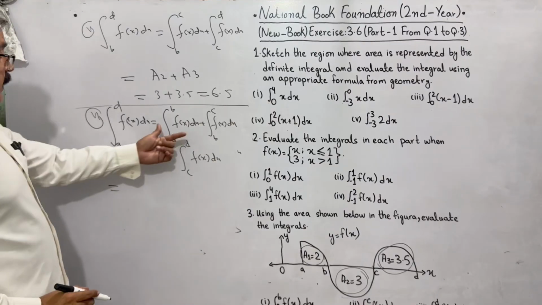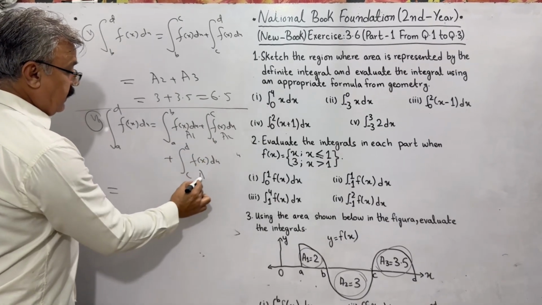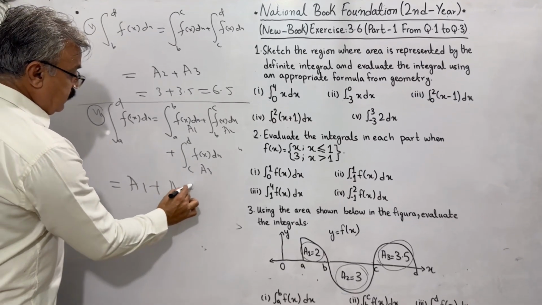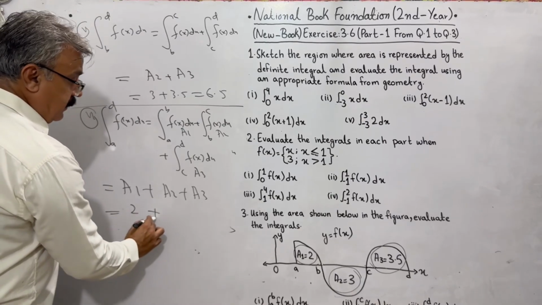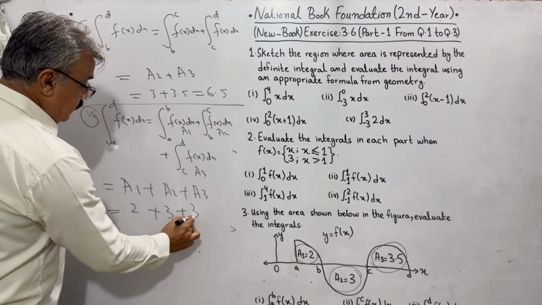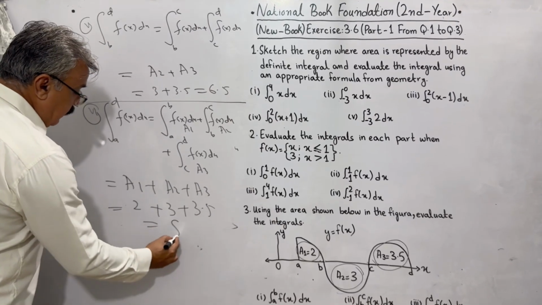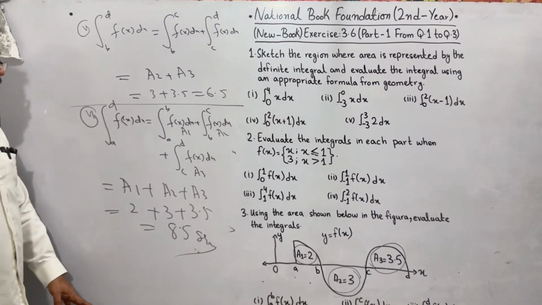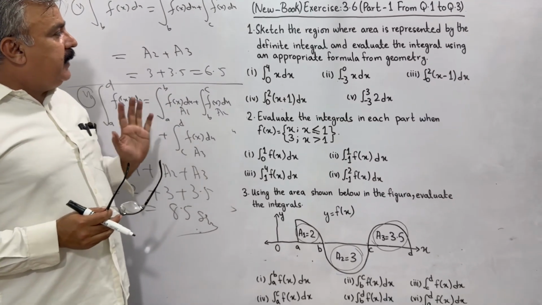The value from A to B is our A1, then A2, then A3. Let me write it: A1 plus A2 plus A3. The value of A1 is 2, A2 is 3, and A3 is 3.5. How much? 5, 8, 8.5. 8.5 square units. It's my tiny effort, you guys, to explain to you area under the curve.